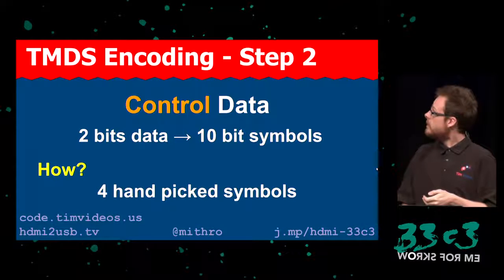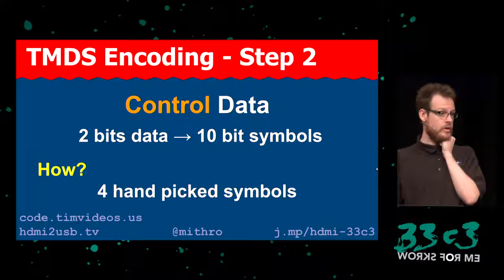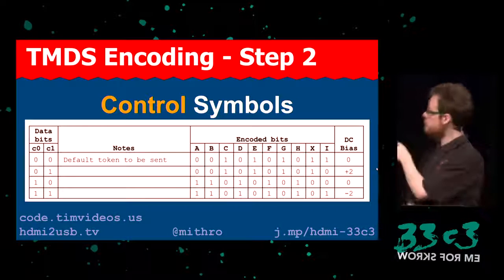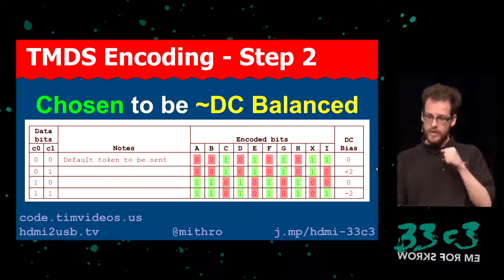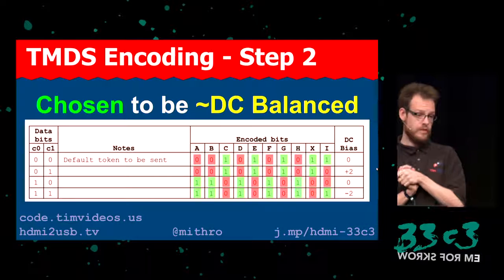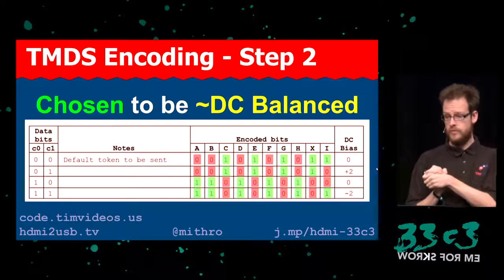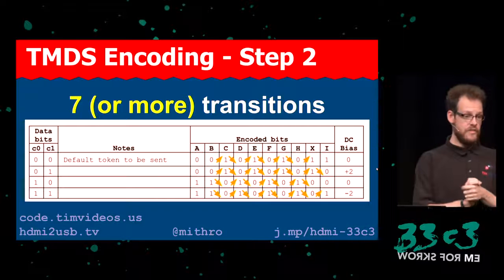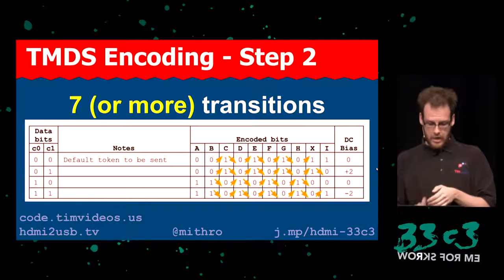And how they do it is they just handpicked 4 symbols that were going to be these control data symbols. These are the 4 symbols. There's some interesting properties with them. They're chosen to be DC balanced. They roughly have the same number of zeros and ones. So we don't have to worry about the DC bias of these symbols very much. They're also chosen to have 7 or more transitions from 0 to 1 in them.